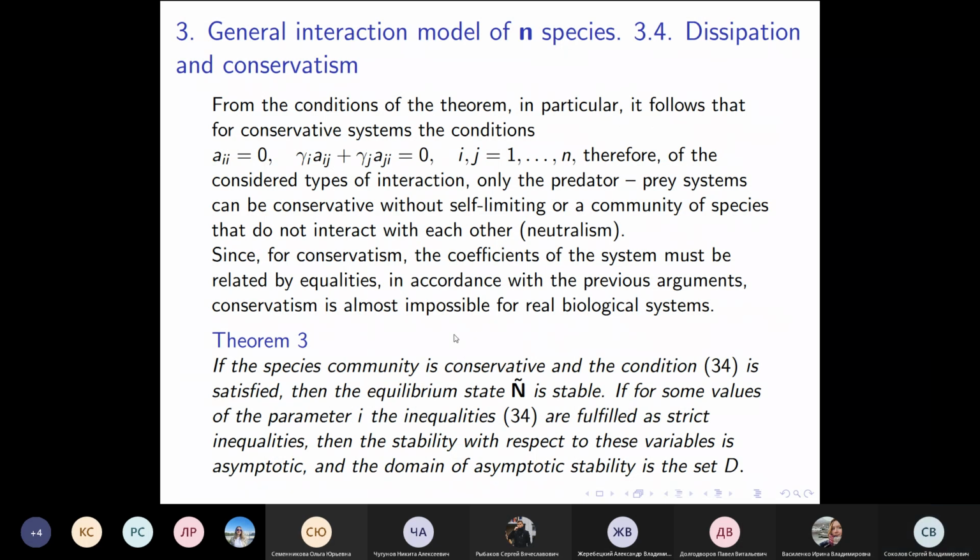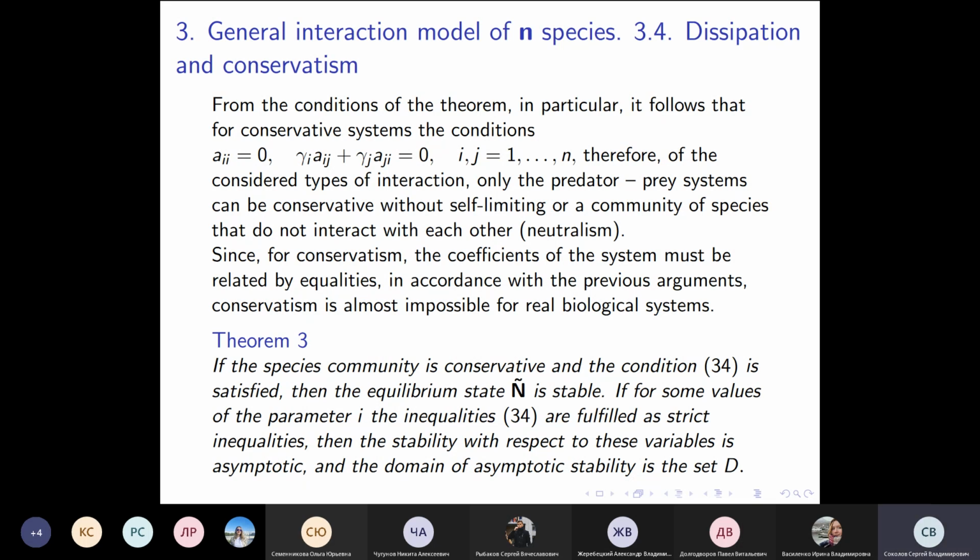Next one. From the conditions, for example, it follows that only the predator-free systems can be conservative, and these systems must be without self-limiting, or the communities of our species must not interact with each other.